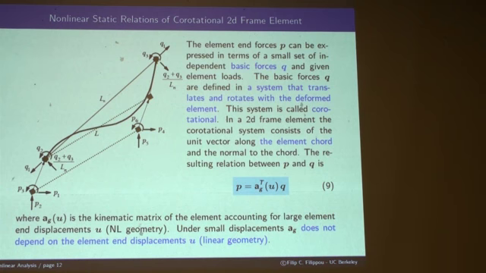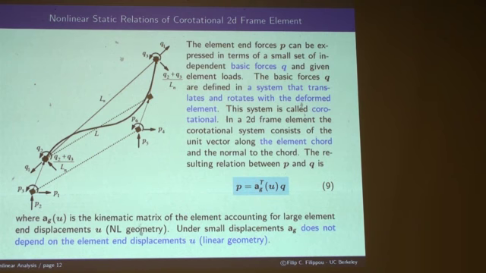Okay, so let me tell you what the idea is. The element end forces, which I'm showing here for a 2D frame element so that we keep it simple. I can do the same thing for plates. I can do the same thing for shells. The complexity, of course, increases, and there are some issues that I don't have time to discuss here. We can talk about them some other time.